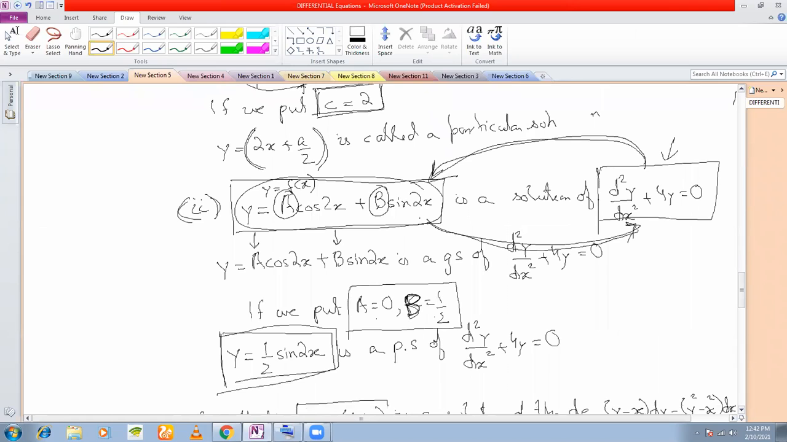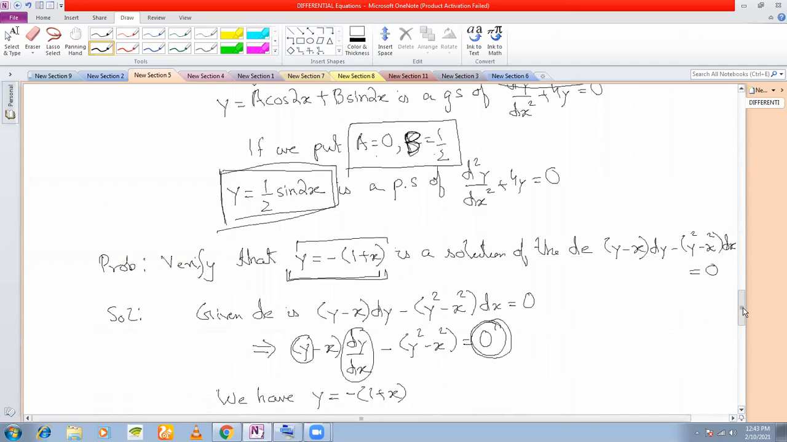You see the next one. You consider this differential equation d2y/dx2 plus 4y is equal to 0. What is the order of this differential equation? Order is 2, right? How many arbitrary constants in the general solution? There are 2, a and b, right?